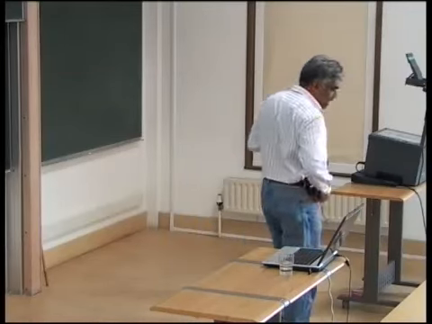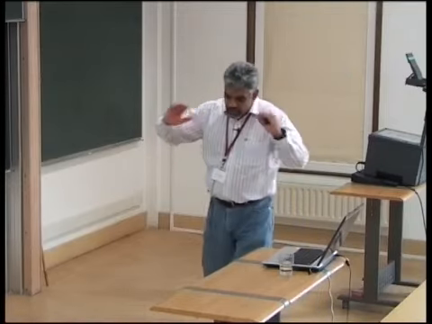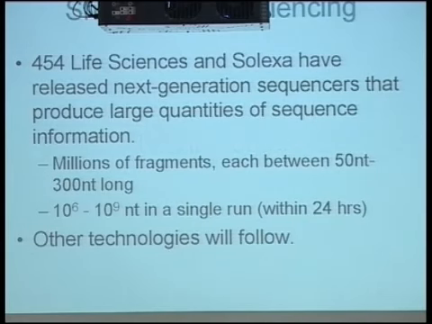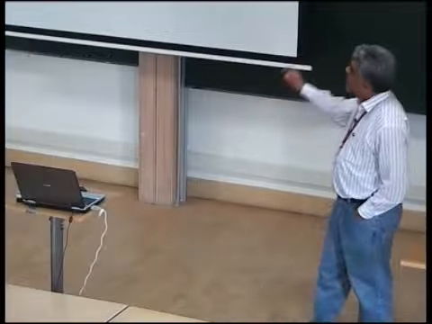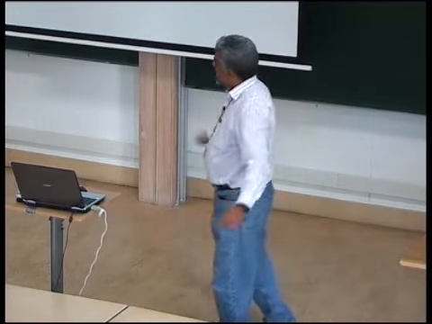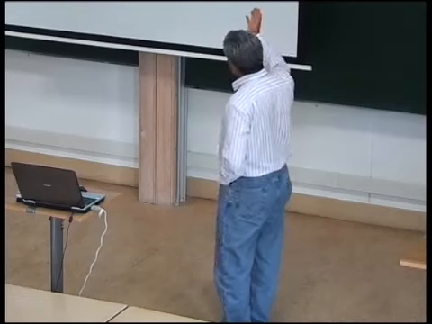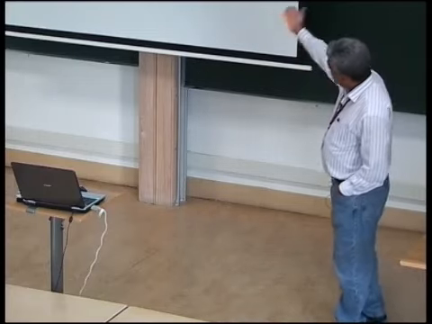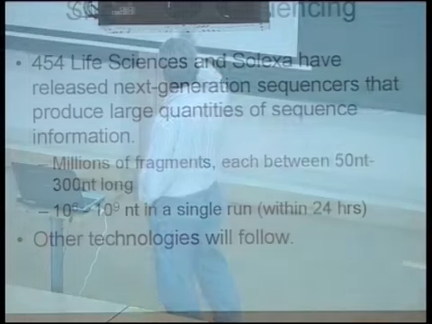Okay, next, new sequencing technologies. As I said, this is the part of the talk where the uncertainty really reaches its peak. So most of you should be aware of the new types of sequences that are out there. These are sequences that basically produce a large amount of very short fragments randomly from a genome or a collection of whatever DNA you have available. Millions of fragments between 50 nucleotides and 300 nucleotides, depending on which technology you're using, within 24 hours. So you can have 10 to the 6 to 10 to the 9 nucleotides in a single run within 24 hours.